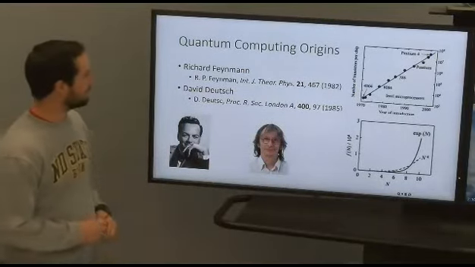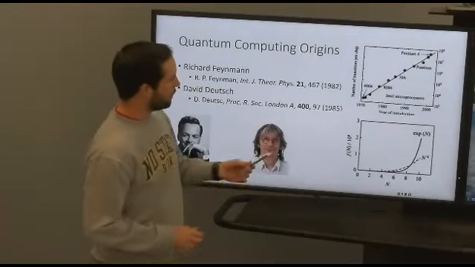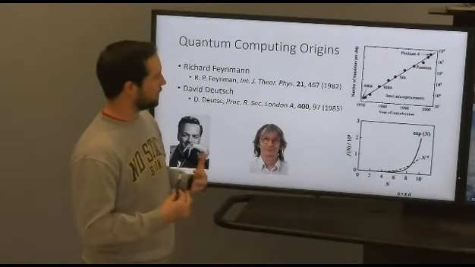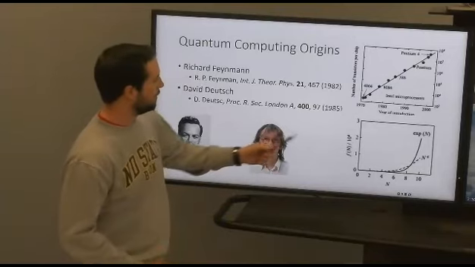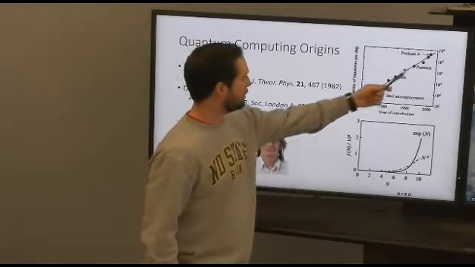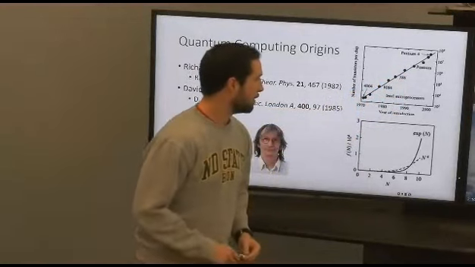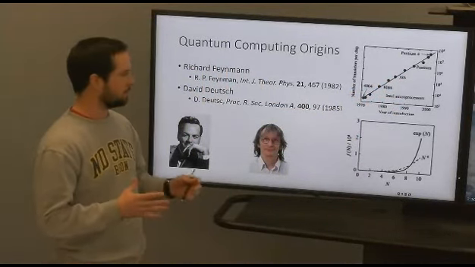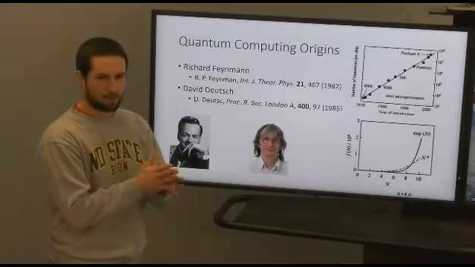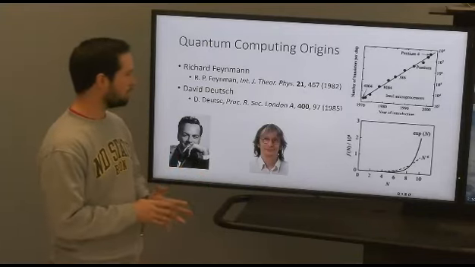Just kind of an origin. We all have heard of Moore's law, where the number of processors on a chip increases exponentially with time. Here's just kind of an example of that. But at some point, this is going to reach a limit due to size restrictions and quantum effects, as you're getting smaller and smaller within the chip.